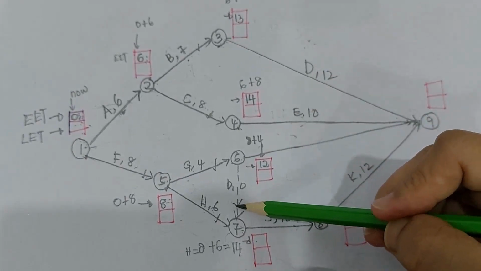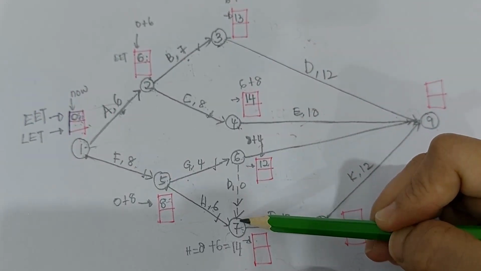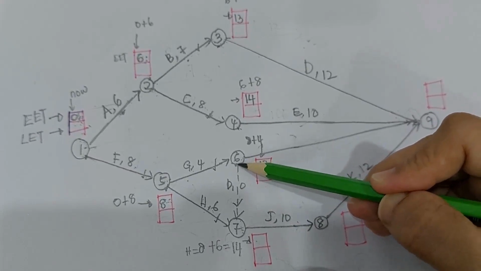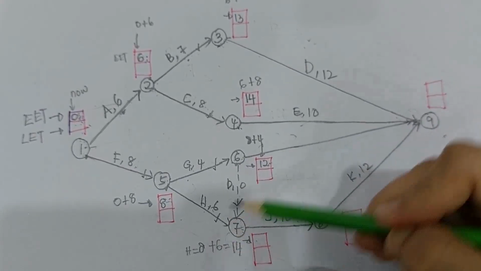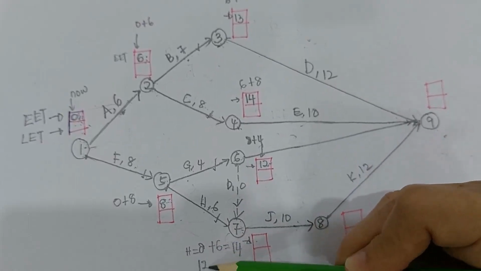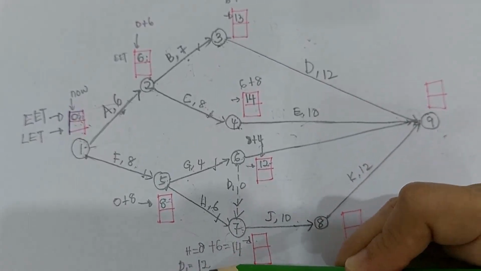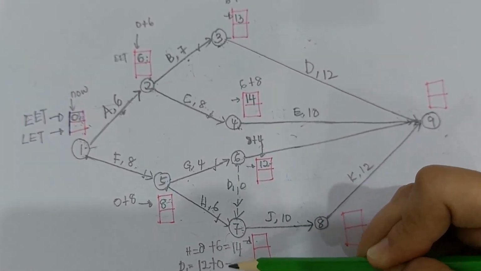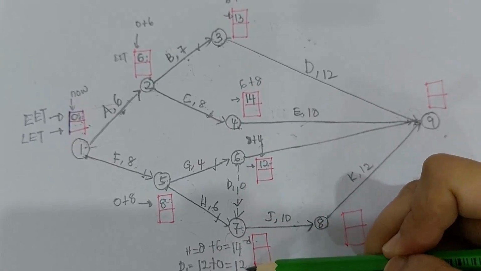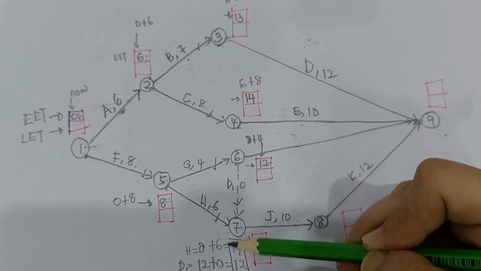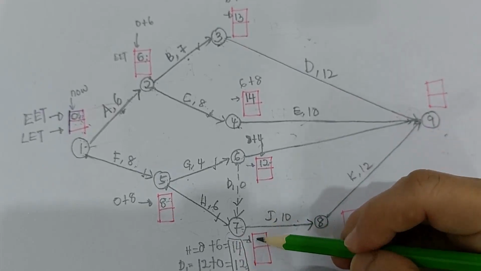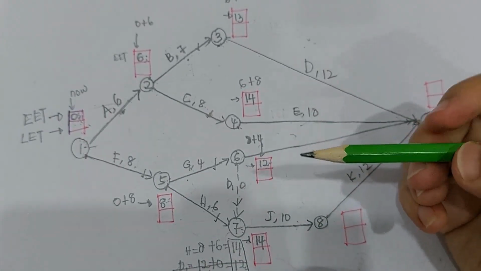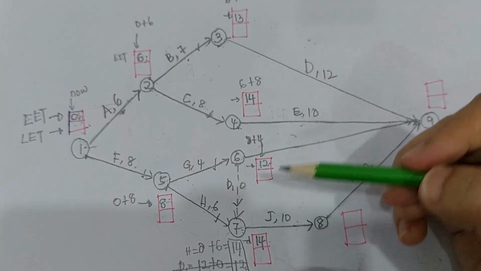Don't forget, this is also an activity pointing at event number 7, so we have to calculate this one as well. The dummy line comes from event number 6, and this event has the EET of 12. So the previous EET for dummy 1 is 12. Dummy always has 0 as the duration. So the answer is 12. Between these two, for the EET, we always take the highest one. So 14 is over here and we omit 12. Always take the highest in your options.